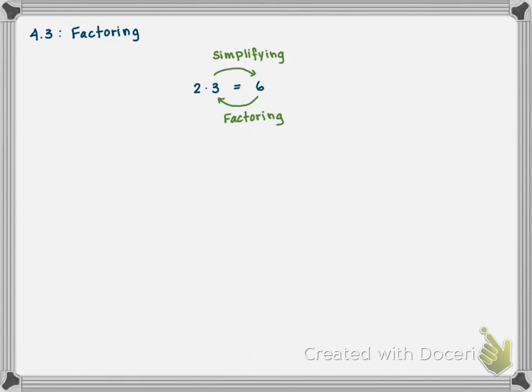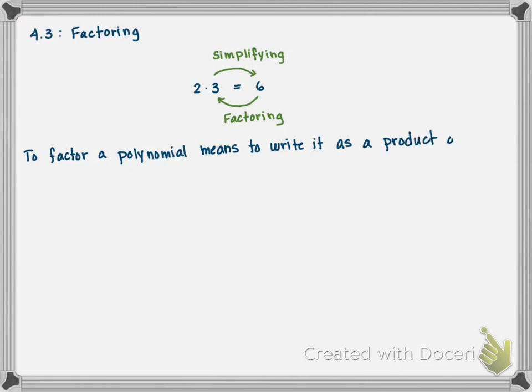So in general, to factor a polynomial means to write it as a product of 2 or more polynomials.